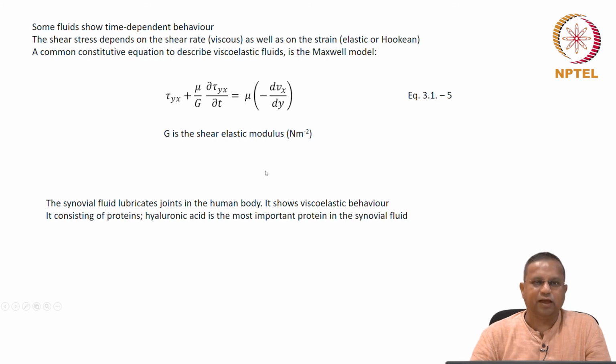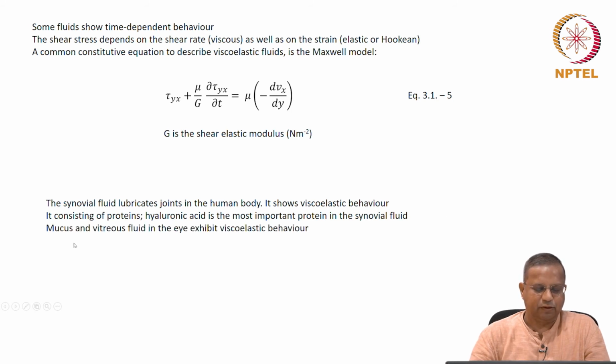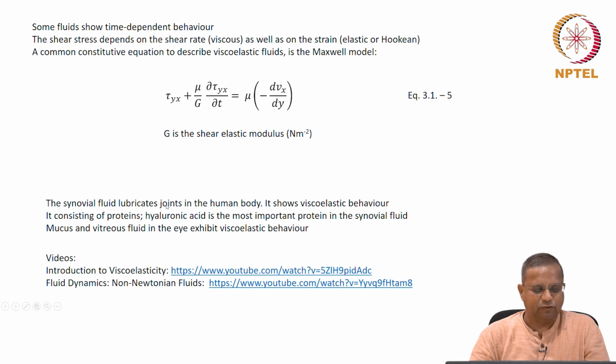Also, I think the hyaluronic acid, which is present in the eye and so on and so forth, provides a lot of lubrication, and is the important protein in the synovial fluid also. This itself is a viscoelastic fluid. Mucous and vitreous fluid in the eye exhibit viscoelastic behavior. It has hyaluronic acid present in it, at least the vitreous fluid has that. You could watch these two videos, Introduction to Viscoelasticity as well as Fluid Dynamics Non-Newtonian Fluids, to gain more appreciation of these kinds of fluids, viscoelastic fluids, which will be nice.